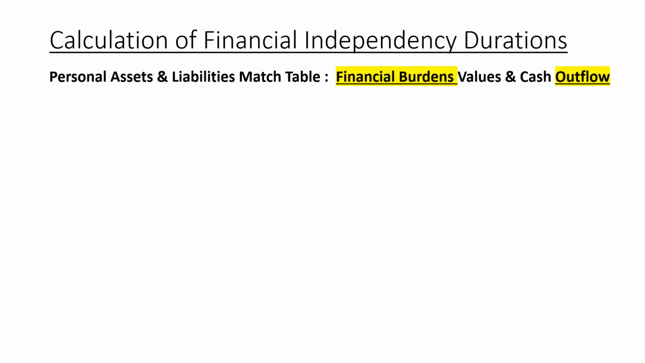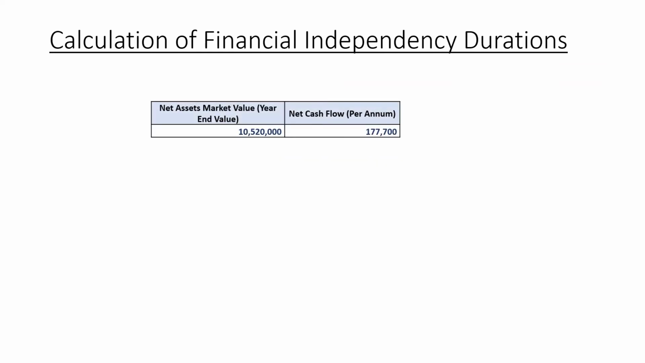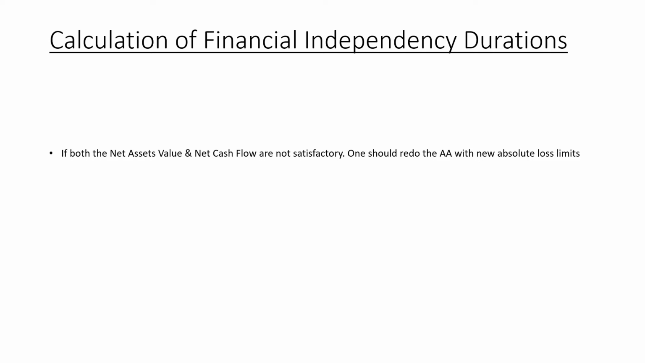As a result of seeing both the income and the outflow, the financial burden and the asset, we get the net asset value and the net cash flow. So both are positive. Of course, it's not a bad situation. And if you are still not happy with the net cash position, then you can redo the asset allocation according to your risk tolerance, because high risk means high return.